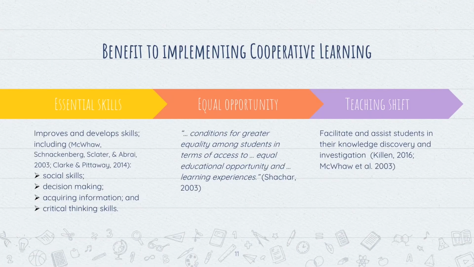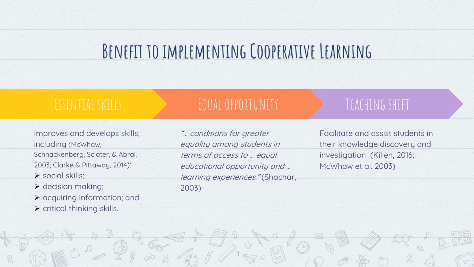Implementing cooperative learning into the Modern History syllabus will be beneficial for students to build on essential skills and academic development, along with allowing teachers to shift from traditional pedagogy to a mentoring framework. Promoting cooperative learning is argued to improve and develop students' key skills needed, including social skills, decision-making, inquiring information, and critical thinking skills.